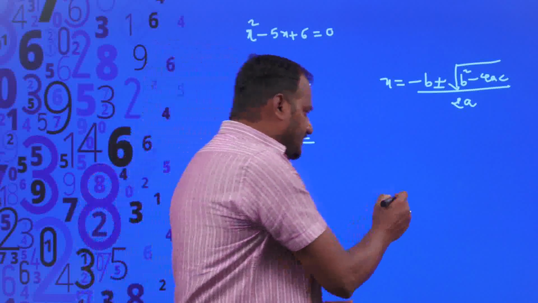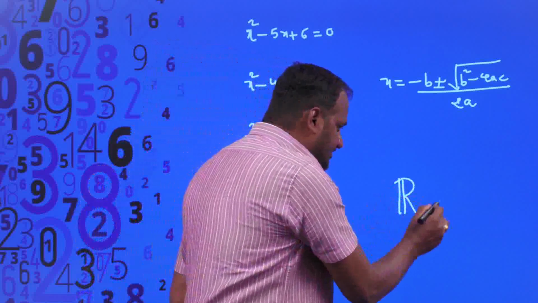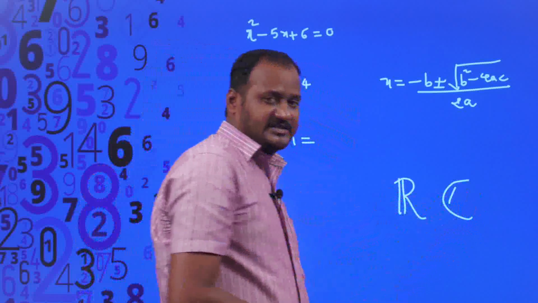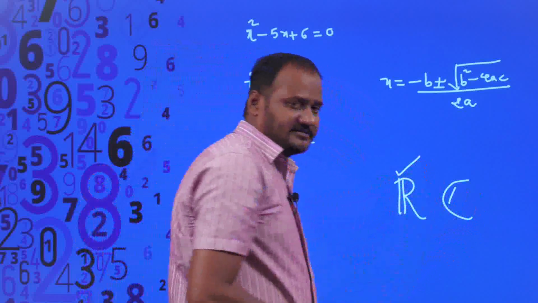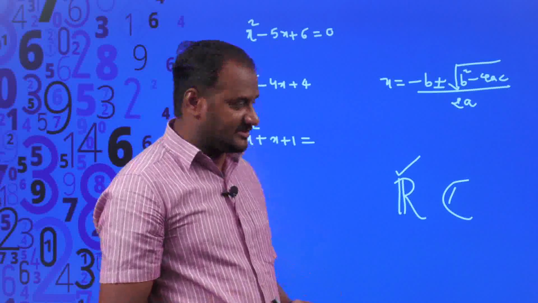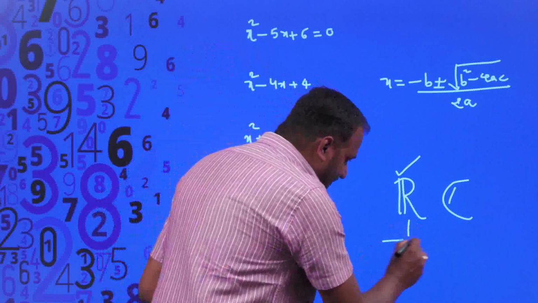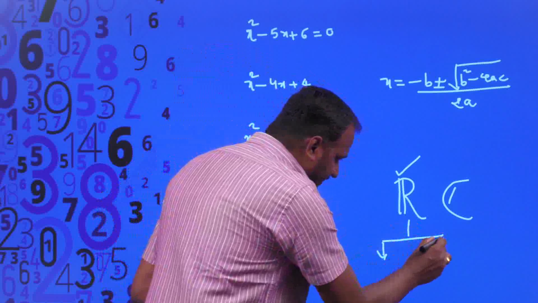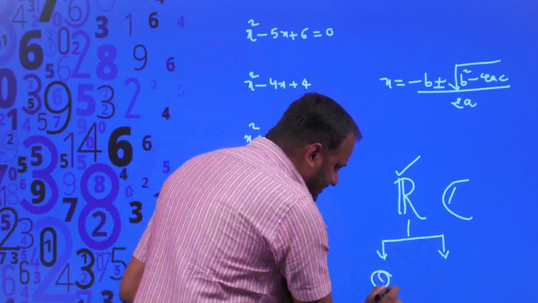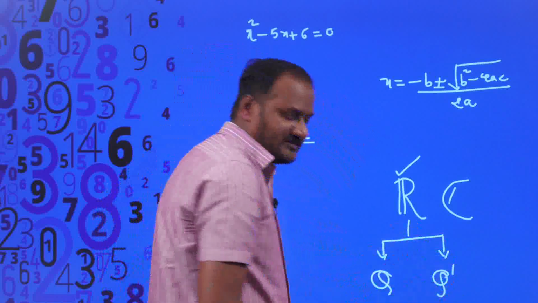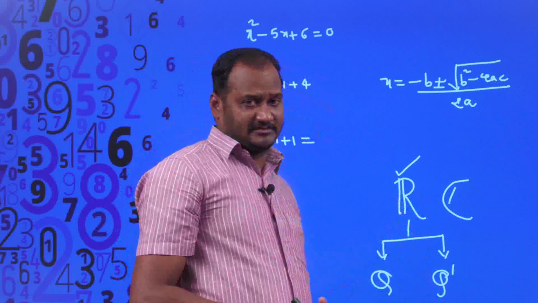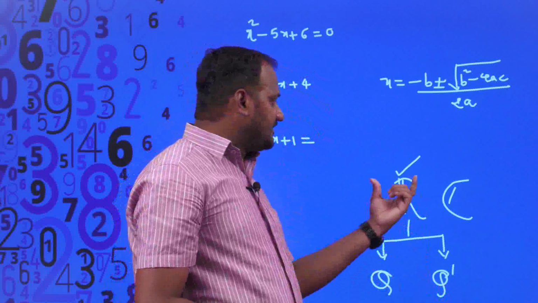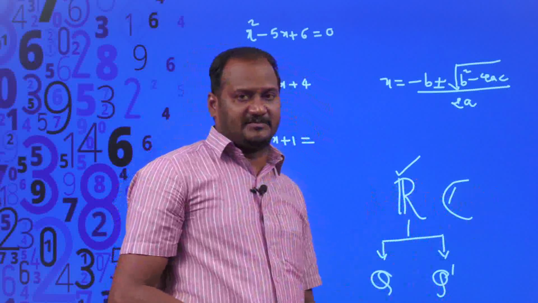And moreover, we just now discussed real numbers and non-real numbers, which are complex numbers. What kind of numbers are real numbers? See, real numbers are of two types: rational numbers and irrational numbers. Rational numbers and irrational numbers together constitute real numbers. So if a number is non-real, then it is said to be a complex number.